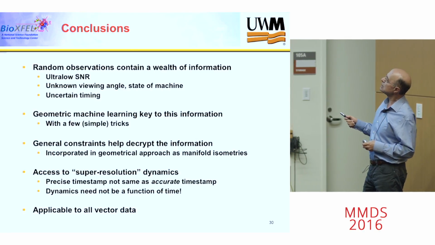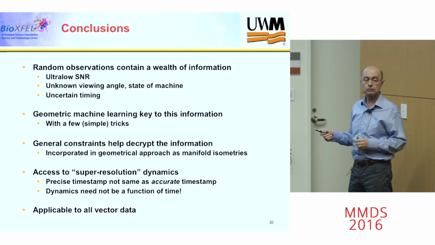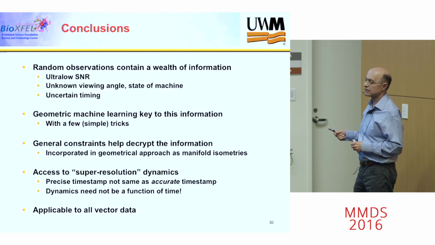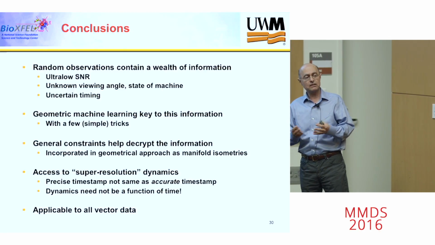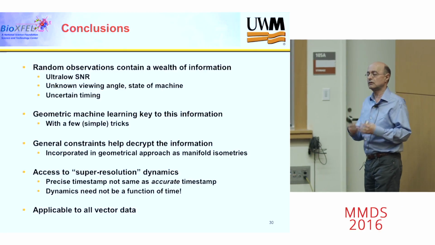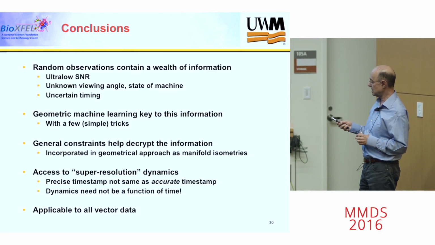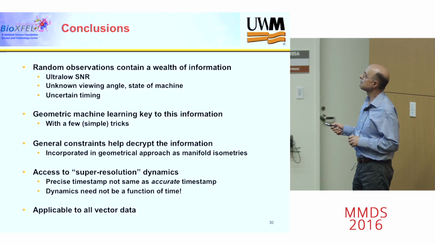Now, geometric machine learning is a key to unlocking this information with a few relatively simple tricks and general constraints, really high-level general constraints. For example, constraints about the nature of the space in which the observations were made or certain operations were performed allow you not only to extract the information, but also to understand it.